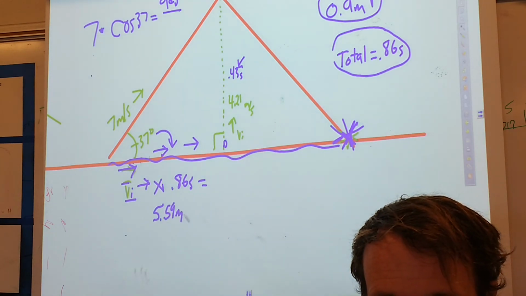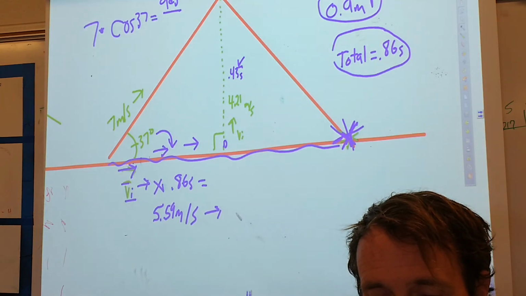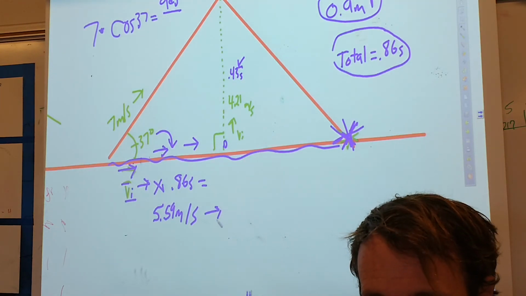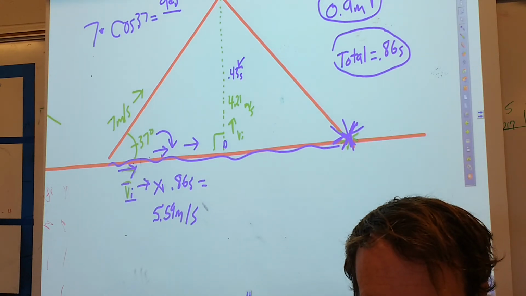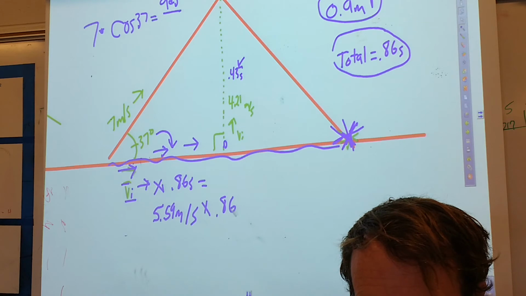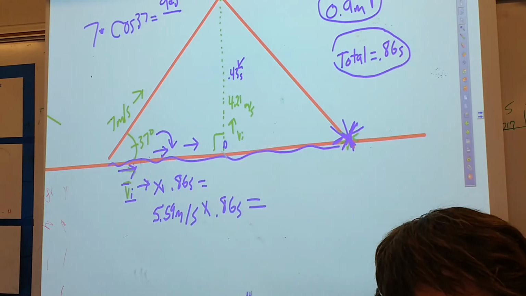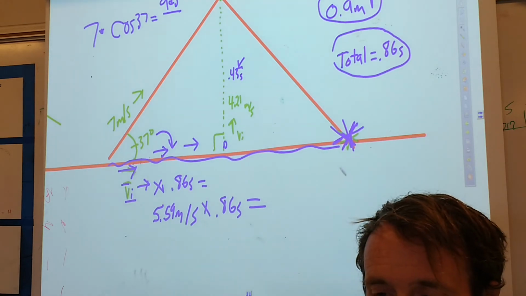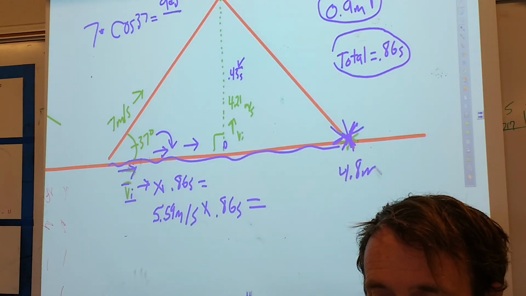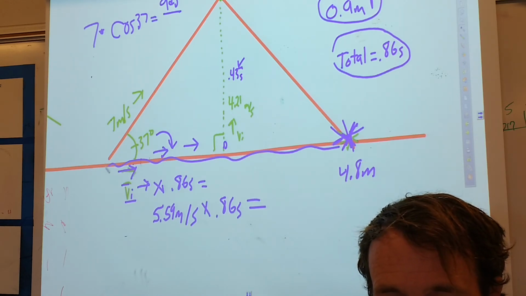meters per second on this leg of the triangle. It will move sideways at 5.59 meters per second. It will be allowed to do that for 0.86 seconds. And then that'll be our distance. 5.59 times 0.86 equals 4.8 meters.